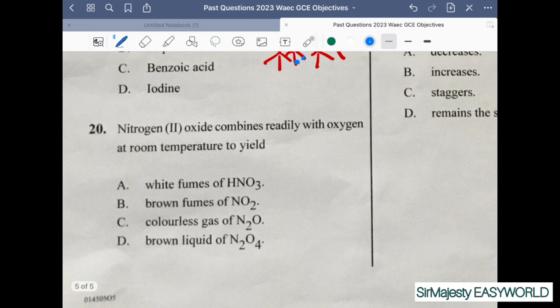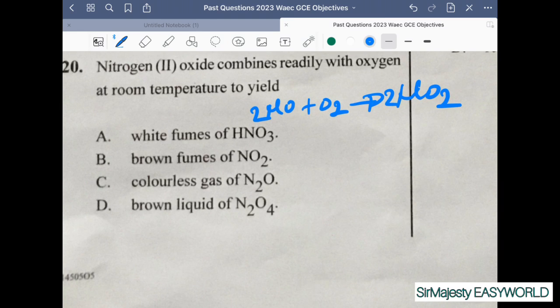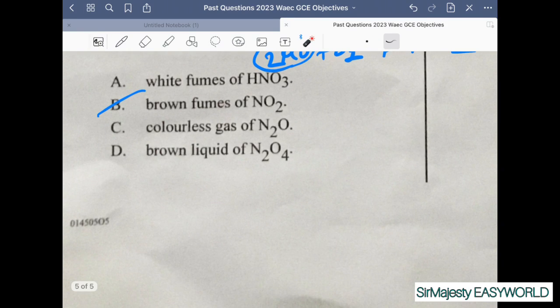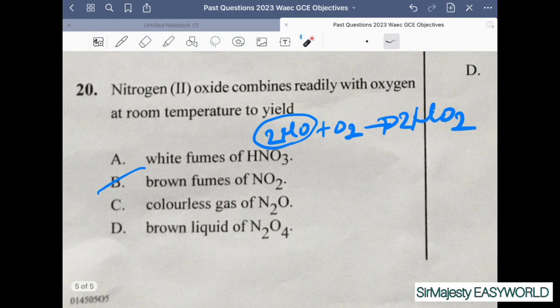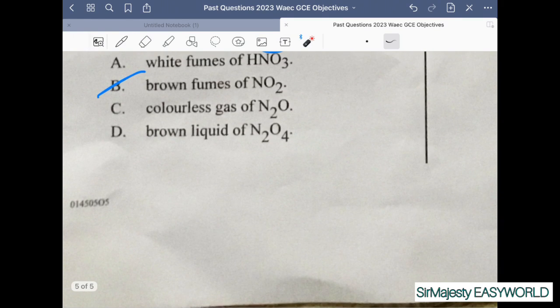Number 20 says nitrogen(II) oxide combines readily with oxygen at room temperature to yield NO2. That's what it should be, where 2 should be here and 2 should be here. Normally, I got this experience, which means it's going to be this. During the preparation of this gas, how do you prepare nitrogen(II) oxide in the laboratory? That's NO, sorry, not NO2. NO is nitrogen(II) oxide. So NO2 means nitrogen(IV) oxide.